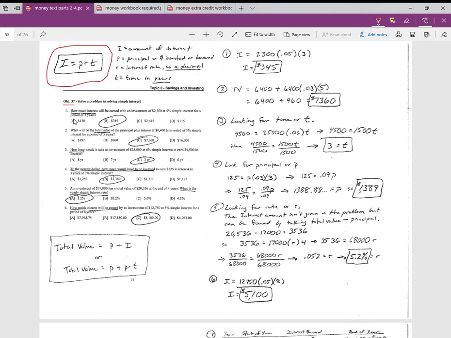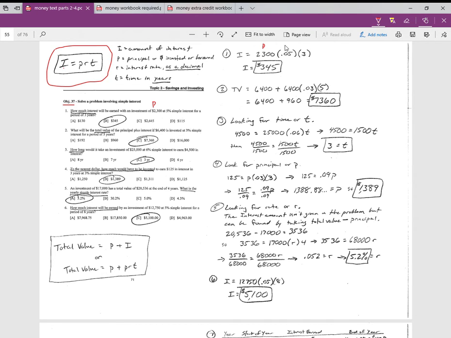Number 1 says, how much interest will be earned with an investment of $2,300 at 5% simple interest for a period of 3 years? First of all, the question is how much interest, so we're just looking for I. I start out with the formula and fill in what I know. I don't know the I, so that stays there. The amount that you're investing is $2,300. That is the principal.